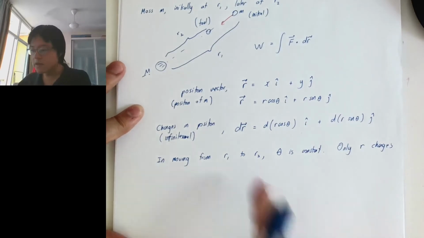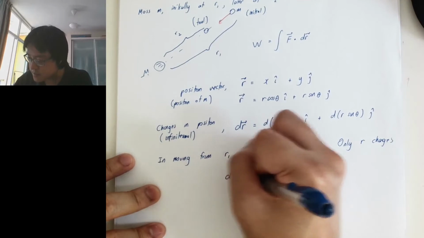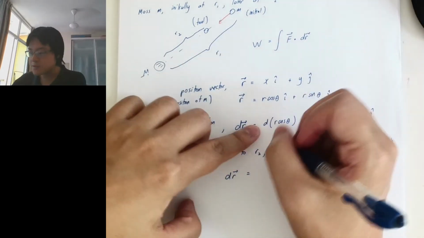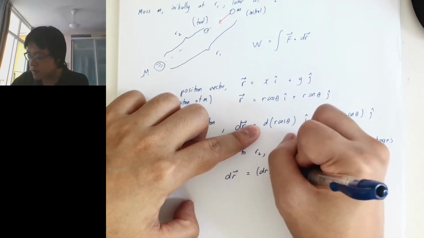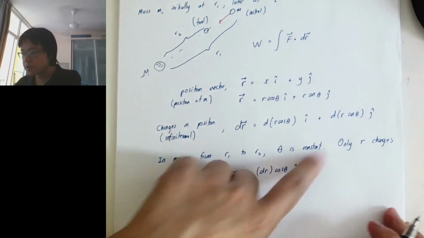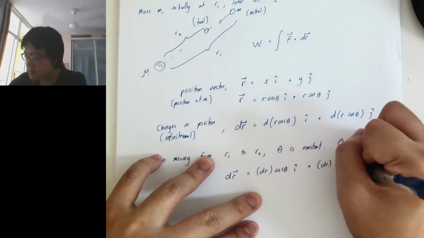Okay, so only the radius changed. So theta is constant. That means cosine theta is a constant. So dr theta, the differential, we can do it like a derivative. So we got dr cos theta. Cos theta is constant, so we don't need to do anything. And then I only change the r, and then sine theta j.